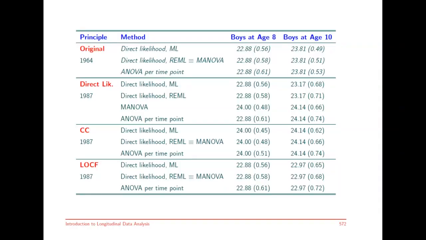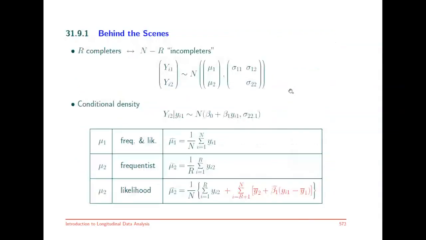That is because ANOVA and MANOVA simply calculate the mean of what happens to be available. And likelihood is much more clever than that. It says, okay, I will use the data points that are available, and I use the best predictions for the data points that are not available at a given point in time, and we get a better result in this way. So this is explained in detail.